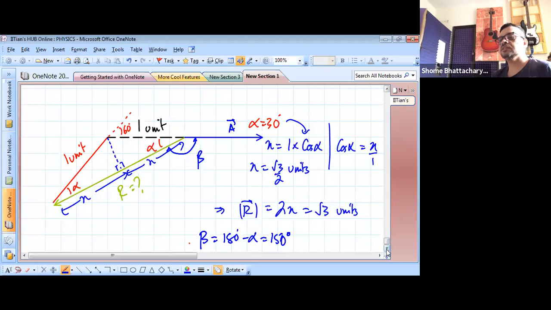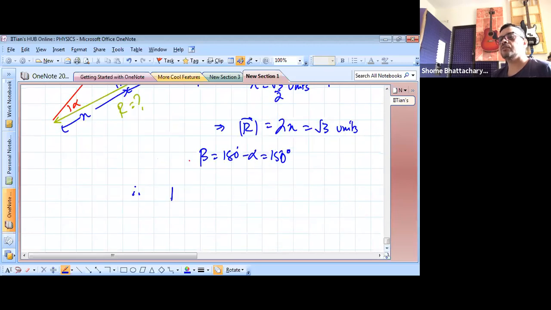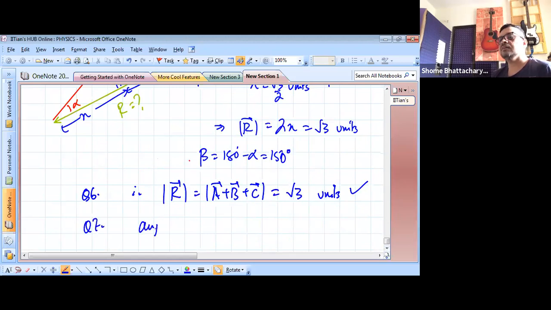So therefore, we can see that the magnitude of r, which is the magnitude of a plus b plus c in the above diagram, is coming out to be root 3 units. That's the first thing. That's question 6's answer. In question 7's answer, the angle of r with respect to the vector a, which in my diagram is beta, is equal to 150. Which we had also got by the component algebra.